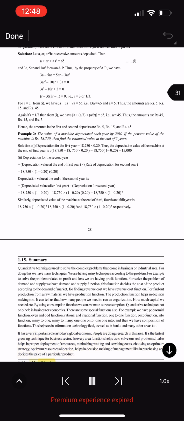1.16 Keywords. Quantitative technique: it is a tool to help in decision making and problem solving. Demand: quantity demanded of a particular commodity by the buyers. Supply: a particular commodity handed to the consumer that has been produced for them. Cost: fixed and variable cost at the time of producing a particular commodity. Revenue function: the total revenue in a particular commodity of a firm depends on the number of units sold. Profit.